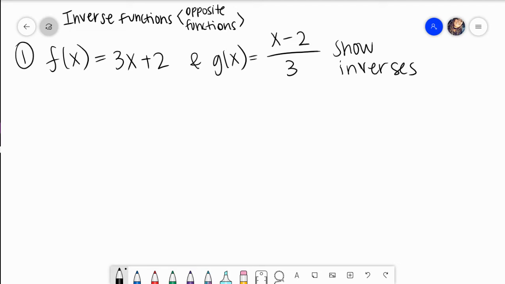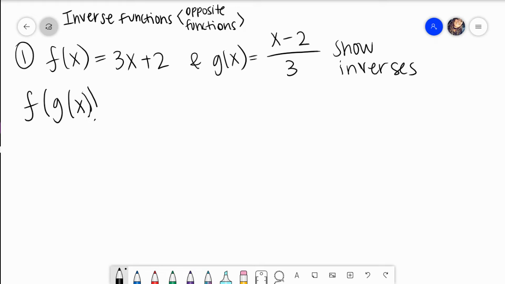Okay, so what you do is if you can plug g of x into f of x and get x for your answer, and also plug f of x into g of x and get x for your answer, then it means that they are inverses of each other. So firstly, what we're going to do is plug g of x into f of x. So we would have f of g of x.